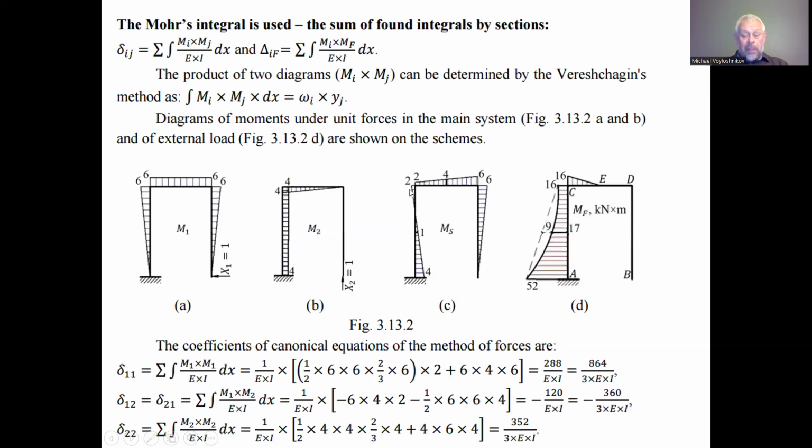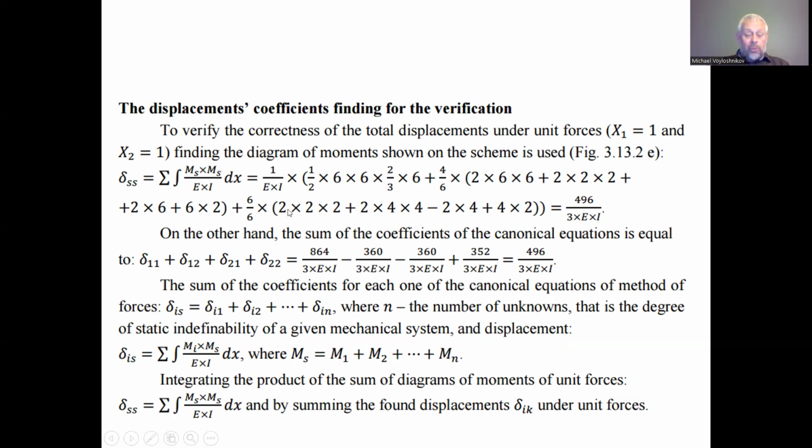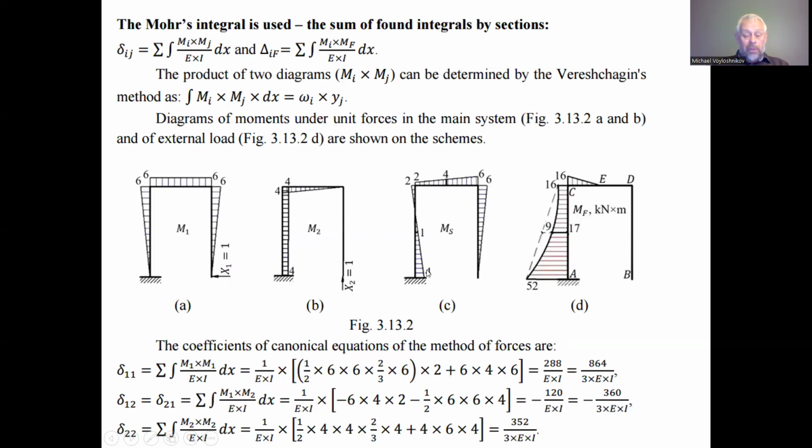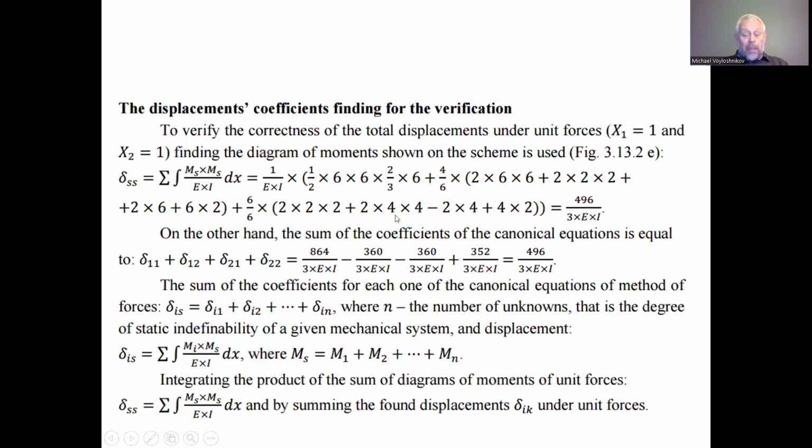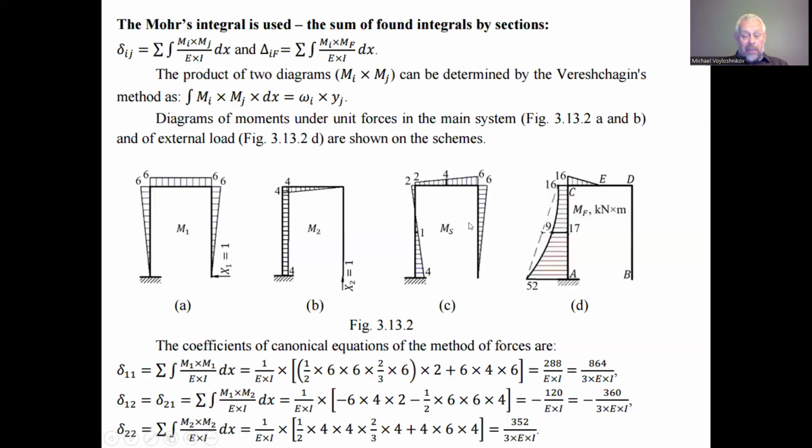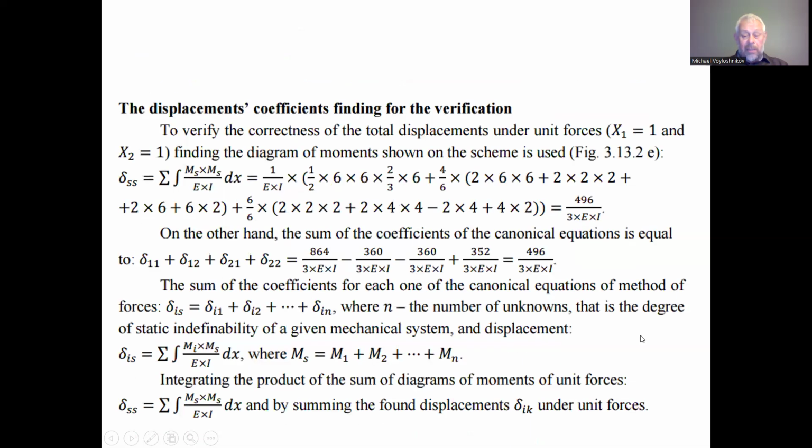So we consider the stand using the trapezoid rule as two products of these two, and plus 2 products of this 4, and minus 2 products by 4. The reason for minus is that the 2 and 4 are on the opposite sides, and here it has to be minus 2. So this is the use of the trapezoid rule. So now we have the result of the check as the fraction 496 divided by 3 by E by I. And when we consider the total of the previously found unit displacements, it will be the same, 496 divided by 3 by E by I.